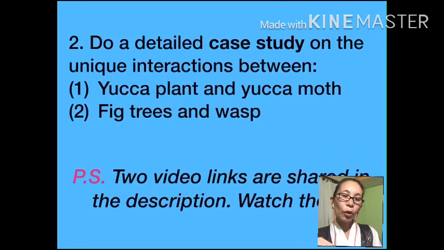The second point of the assignment is to do a case study on two unique interspecies interactions. One, the interaction between the yucca plant and the yucca moth, and second, the interaction between fig trees and the wasp pollinator.